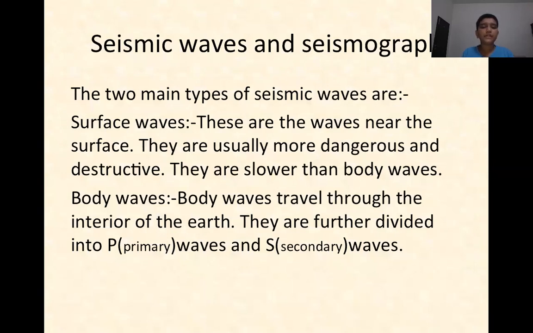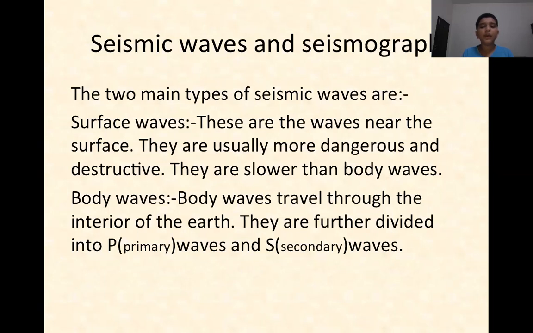Let us know about the seismic waves and seismograph. The two main types of seismic waves are the surface wave and the body wave. The surface waves are the waves near the surface. They are usually more dangerous and destructive. They are slower than body waves.